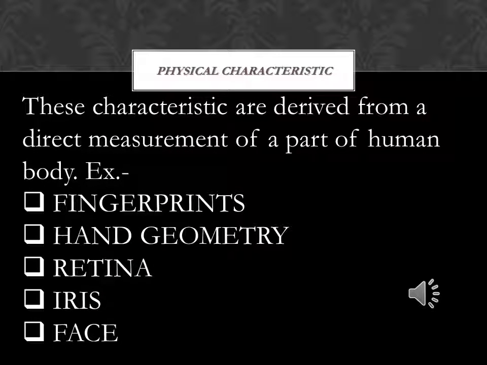Physical characteristics. These characteristics are derived from a direct measurement of a part of the human body. Examples: fingerprints, hand geometry, retina, iris, face.